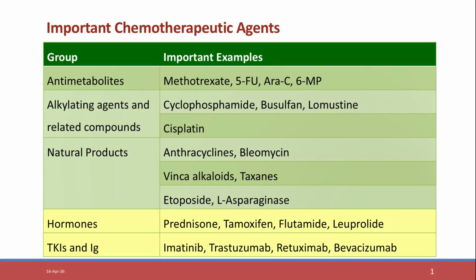This slide lists major classes of anti-cancer drugs. Each class targets a different cellular process, from DNA synthesis to mitosis to signaling pathways. Modern additions include targeted therapies such as tyrosine kinase inhibitors and monoclonal antibodies.